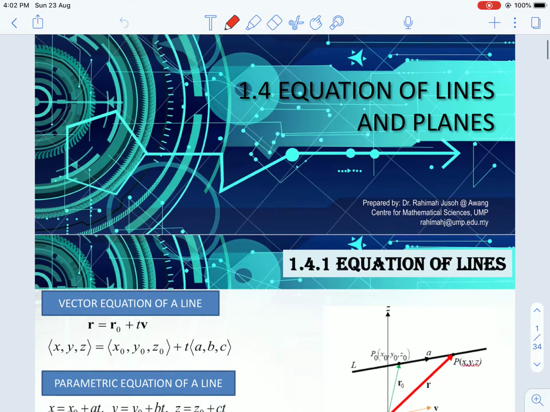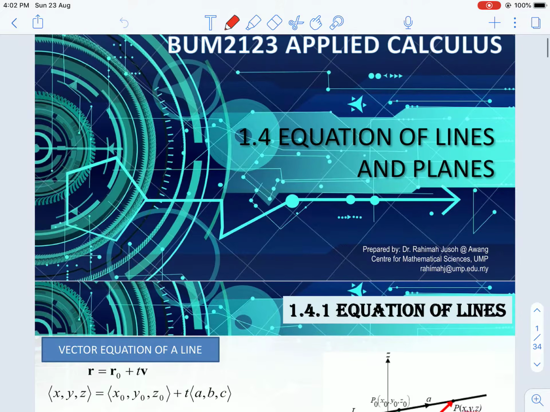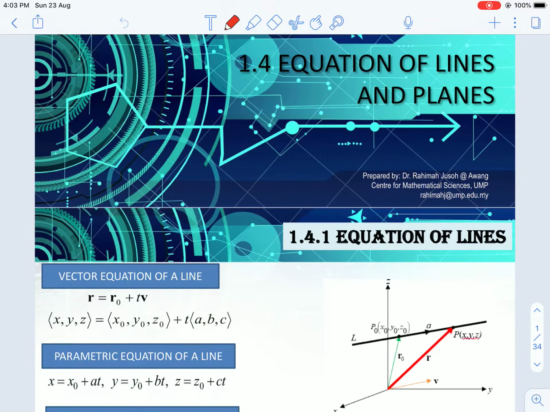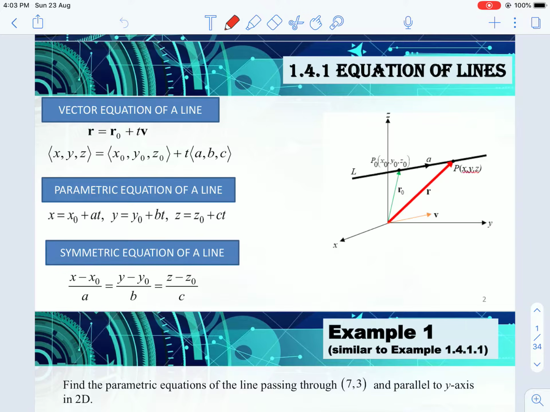All the examples are similar to the examples in our module, but I changed the values so that you can have more examples regarding the subtopic. Okay, so let me explain about the equation of lines.